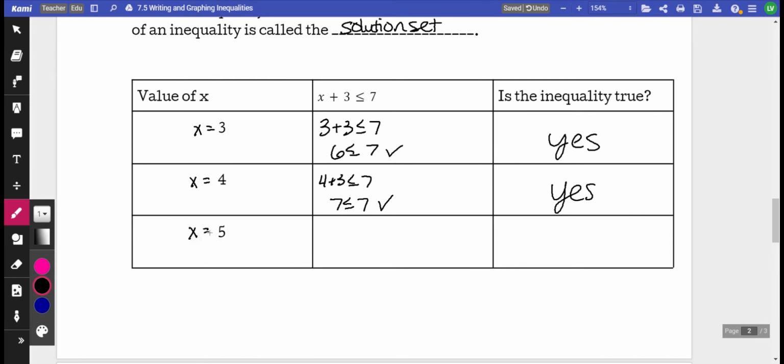Then I'm going to say x equals 5. 5 plus 3 is less than or equal to 7. 8 is less than or equal to 7. No. That is not true. So the value of x can be anywhere from 4 or less.